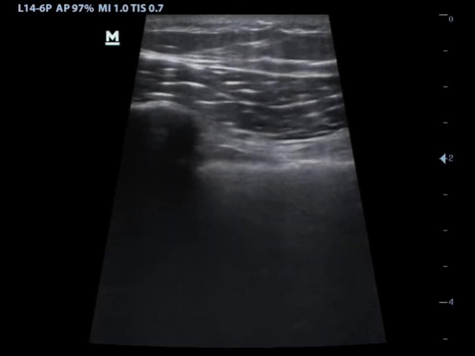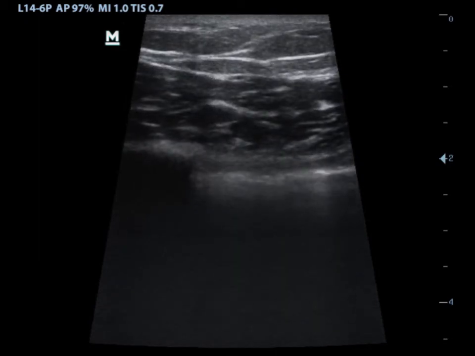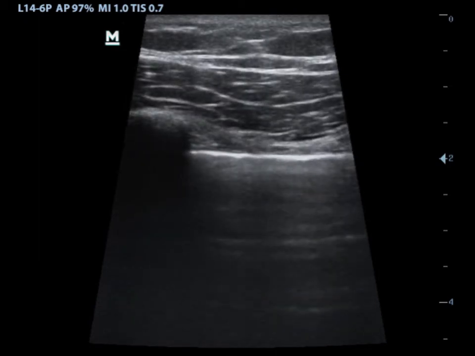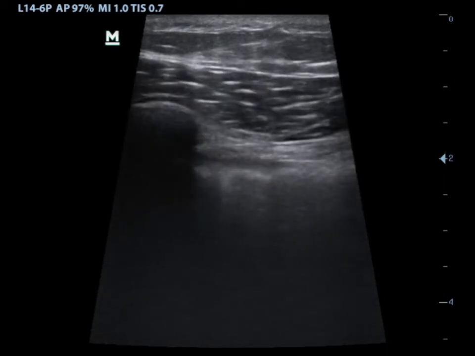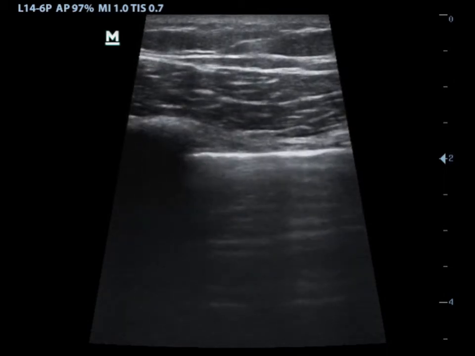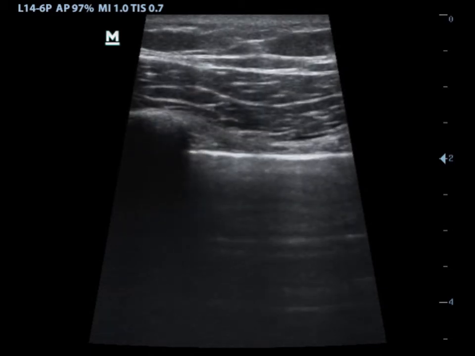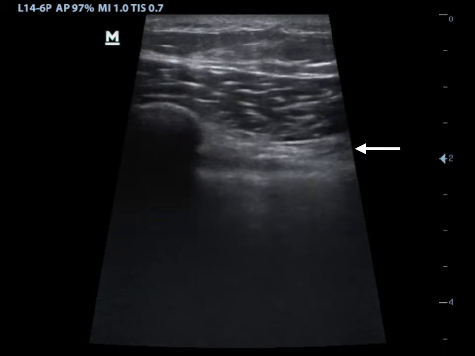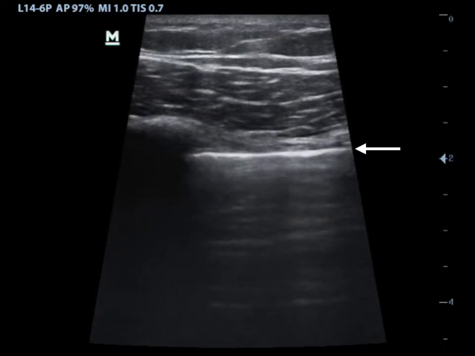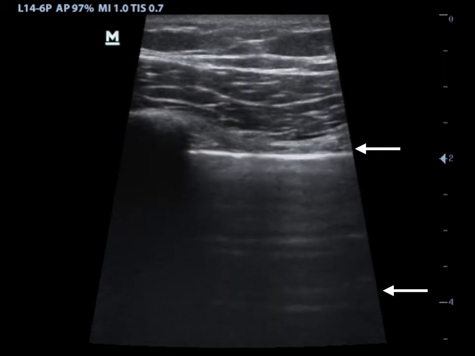Now, in this clip, what I'm actually doing is I am tilting the probe side to side to show you that as you tilt the probe from side to side, you lose that bright, crisp pleural line where the visceral and parietal pleura are meeting, and it becomes more irregular. Here it is here again. And when I'm lined up perpendicular to that, you can actually start to see A lines in the far field.